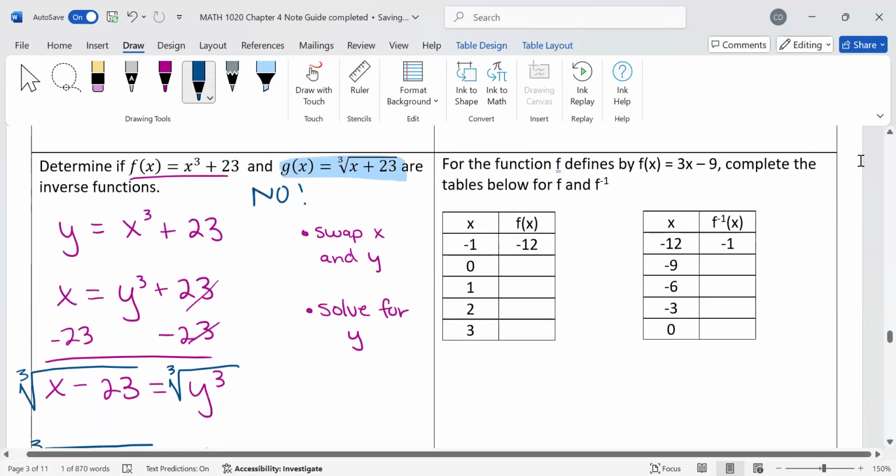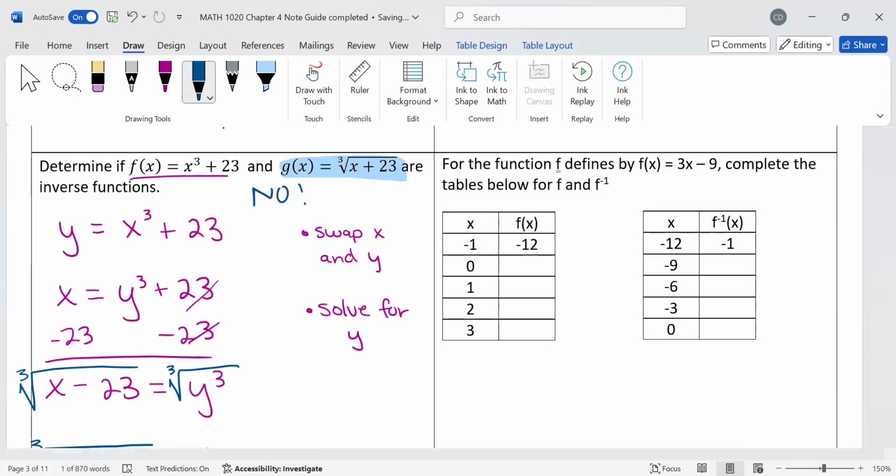All right, so this gives us f and f inverse. Now this notation here, f to the minus 1, that means inverse. That's our inverse notation. So what happens with the inverse, the ordered pairs, the x and y's are swapped. So for instance, in the original function, we have a point at -1, -12. So on the inverse of that function, we have a point at -12, -1. Again, the x and y's are swapped.